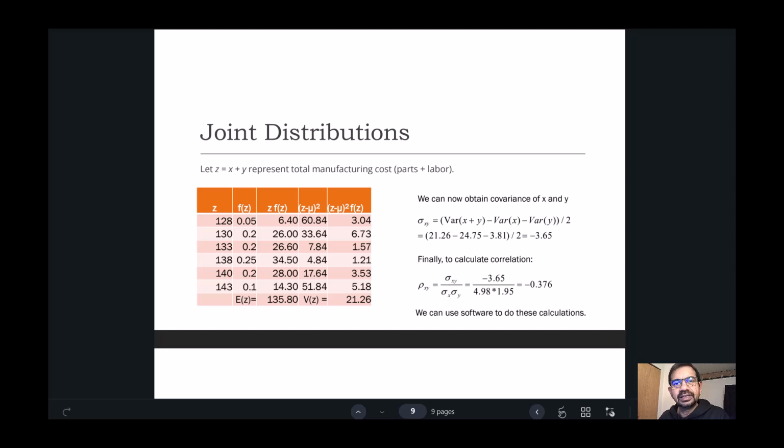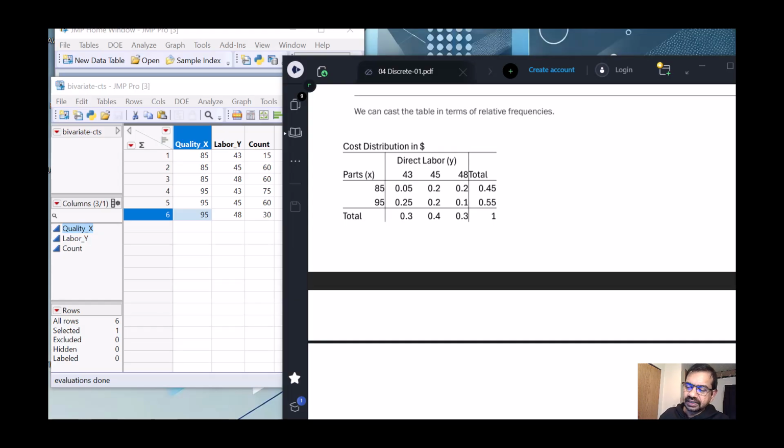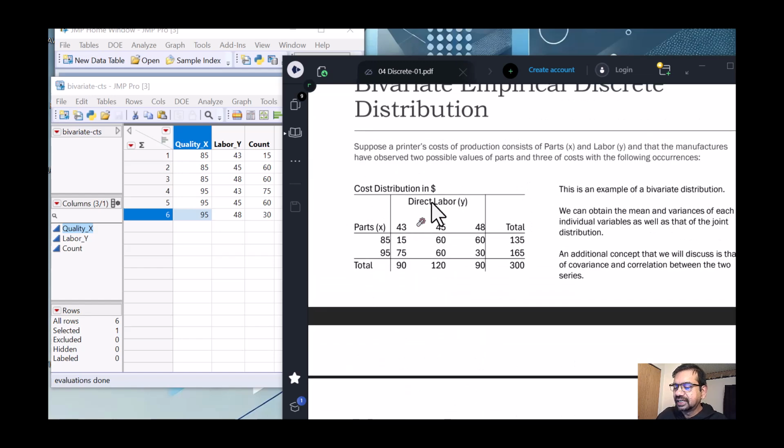So let's see how we can do these calculations using technology. To get covariances and correlation in JMP is pretty straightforward, but notice that we have to make a slight adjustment. Our raw data was in a tabular form, but in JMP we have to give it in a tidy form where instead of having this two-way table, we recast this into a frequency table where we first have our values of X, which is our parts, and then for each possible parts value, what are the potential labor costs that we can have? We can have 43, 45, and 48. So we just recast this table in this format.